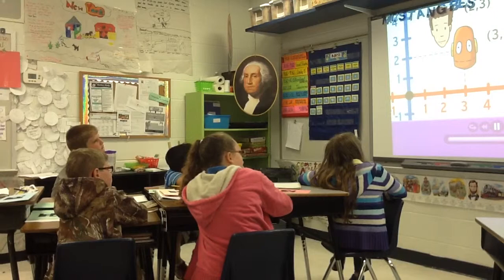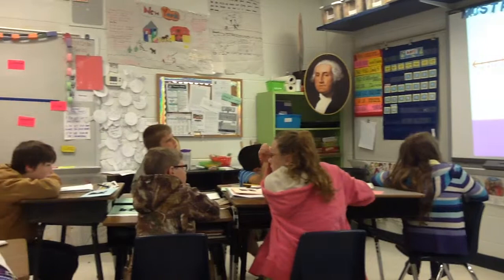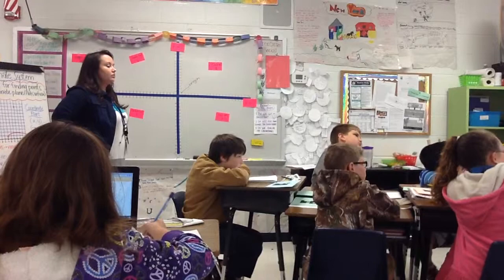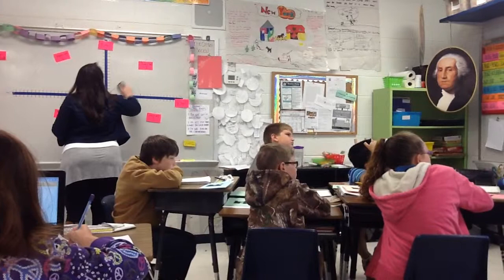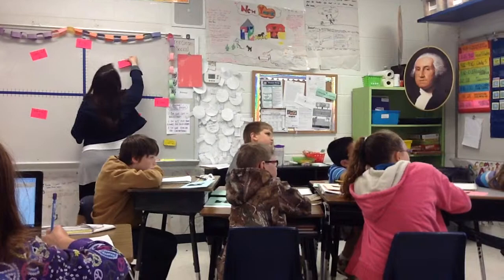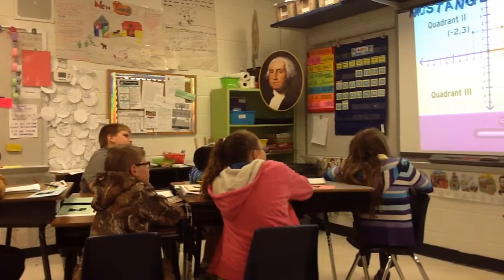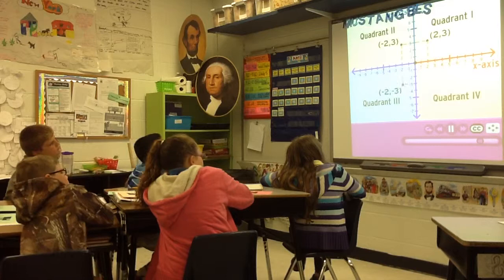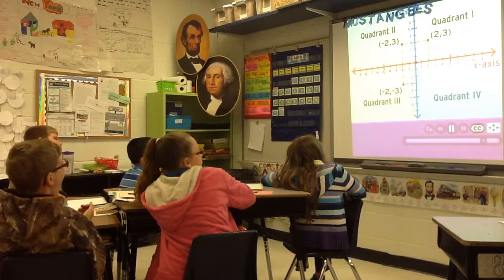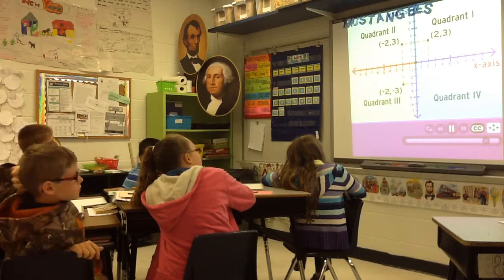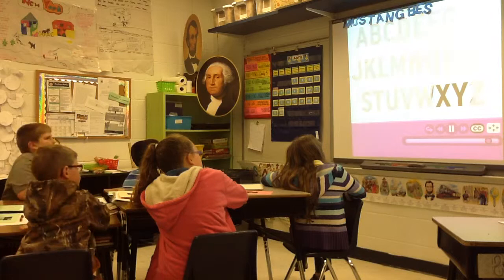Each section of the coordinate plane is called a quadrant, because there are four of them. You can always predict what quadrant a point will fall in by looking at the positive and negative numbers. Quadrant 1 has all the points with a positive x-coordinate and a positive y-coordinate, like 2, 3. Quadrant 2 has all the points with a negative x-coordinate and a positive y-coordinate, like -2, 3. Quadrant 3 has all the points with a negative x-coordinate and a negative y-coordinate, like -2, -3. And quadrant 4 has all the points with a positive x-coordinate and a negative y-coordinate, like 2, -3. You can remember that x comes first because x comes before y in the alphabet.